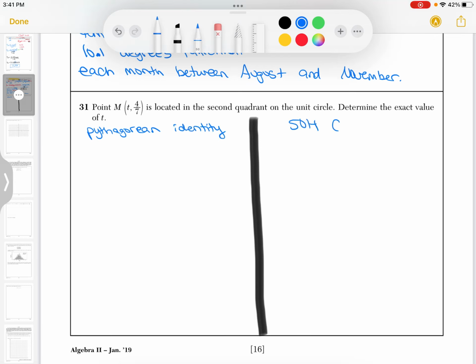Next one is going to be using SOHCAHTOA. If you already know your preference, skip to the video. Like if you prefer SOHCAHTOA, just skip the first part. If you don't know your preference, watch them both and then decide.